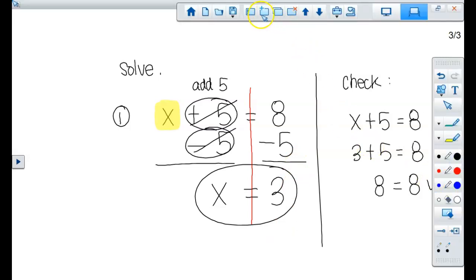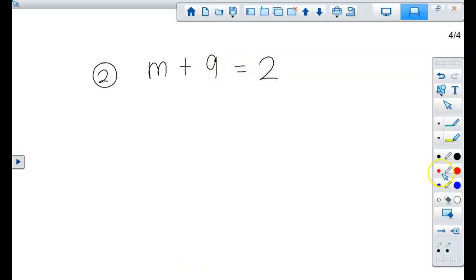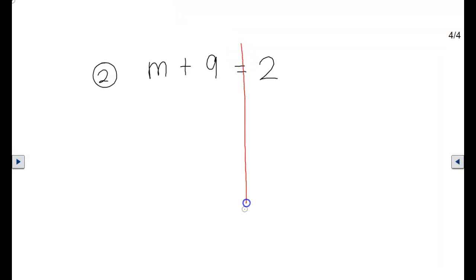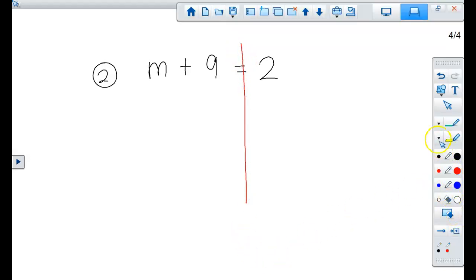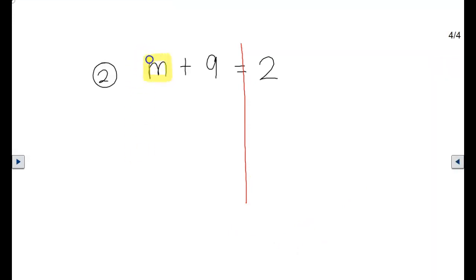All right, so that's a basic one-step equation. All right, let's try another one. Let's solve m plus 9 is equal to 2. Now again here, first thing I want you to do is draw that line through the equal sign. Your goal is to get m by itself.